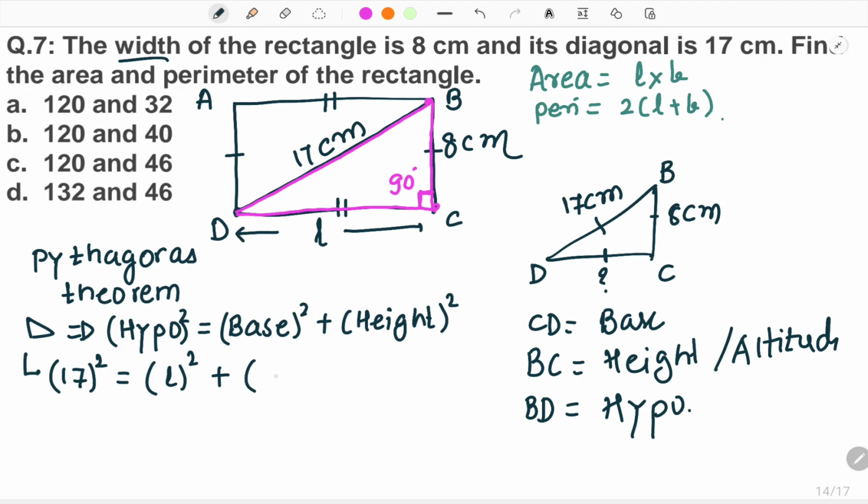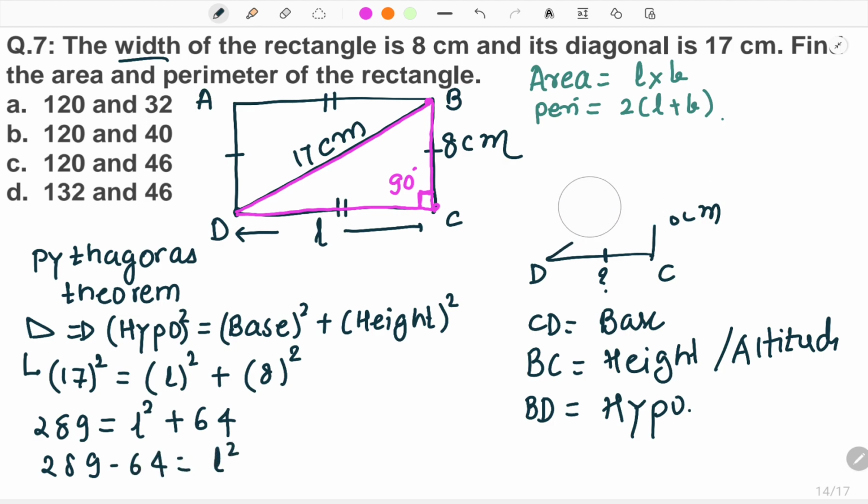Now what is height? Height is 8 centimeters, so 8 square. So what is the square of 17? 289. So 289 is equal to L square plus 8 8s are 64. This will give me 289 minus 64 is equal to L square. Okay, I'll rub this out.